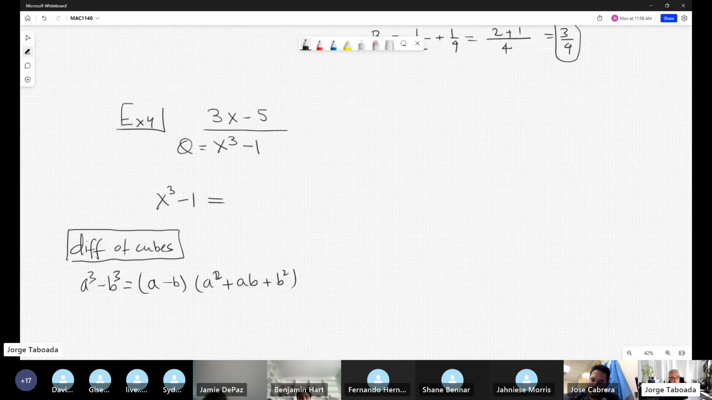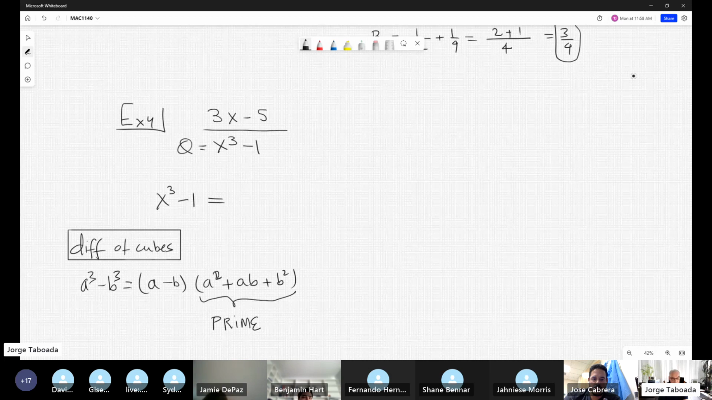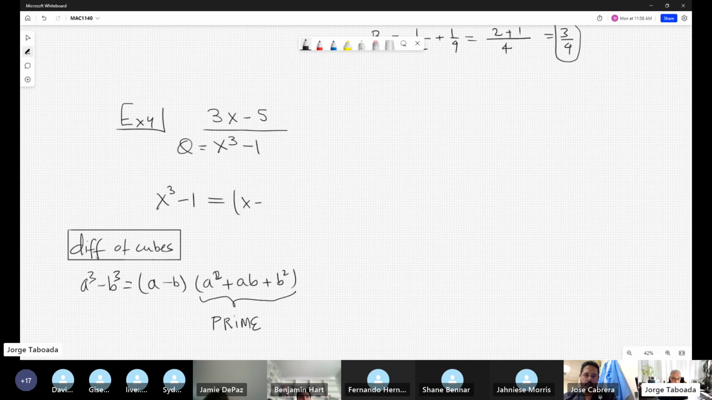Then my question is, professor, I don't understand something. What is the reason you cannot factor that part? Because this part is prime. It's a synonym to say irreducible quadratic expression. Now, when you break it down, of course, A is x and B is 1 in our example. It is x minus 1 times x squared plus x plus 1.